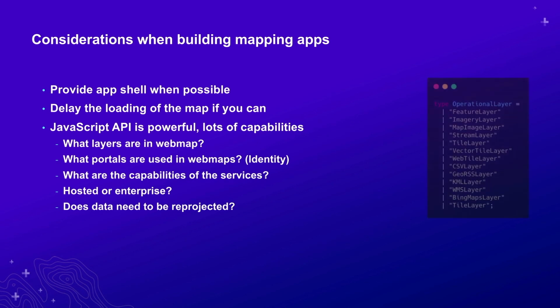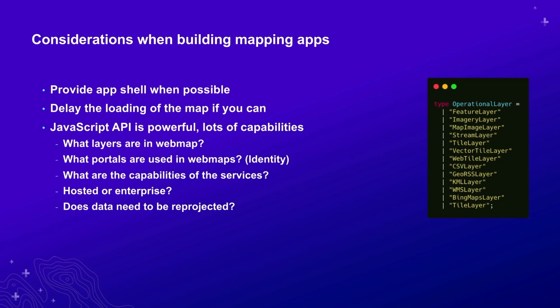There's a lot of capabilities in the API. Just to give you an idea, I think these are all the type of layers that we have in a web map, or could be in the web map. And we don't know when we load a web map. We load the web map, we introspect it, and we find out, okay, I need a feature layer, so I'll load that JavaScript module.